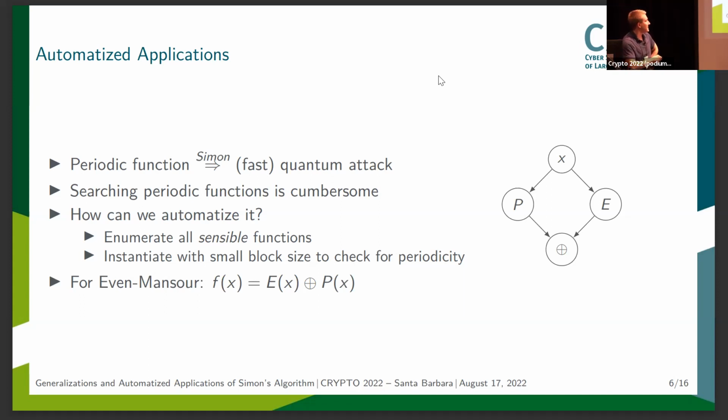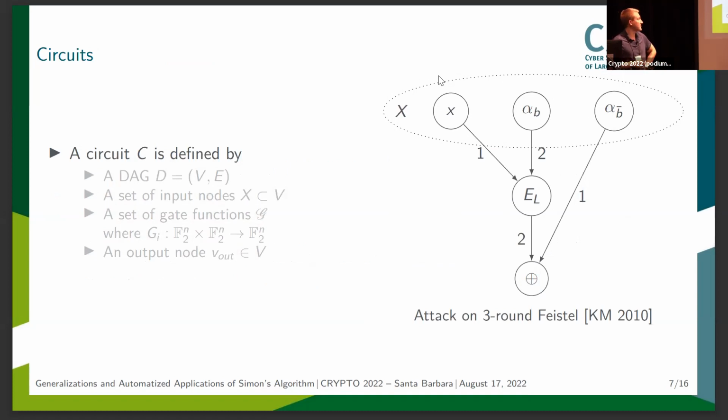And to represent such functions, we are going to use circuits. So the circuit for this function would look like this. Here we have an input, and then we apply the permutation and the encryption, and then we XOR this together. Okay, so let's go into a little bit more detail there for circuits.